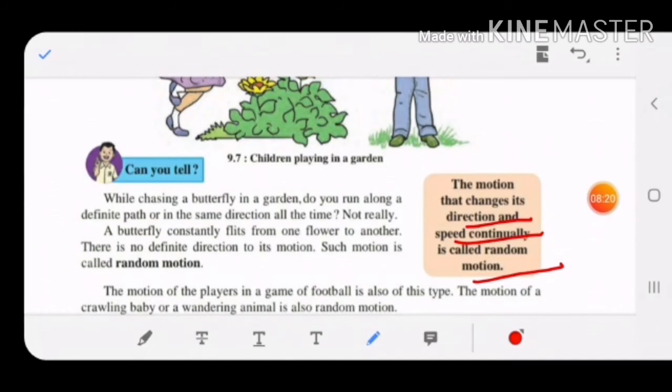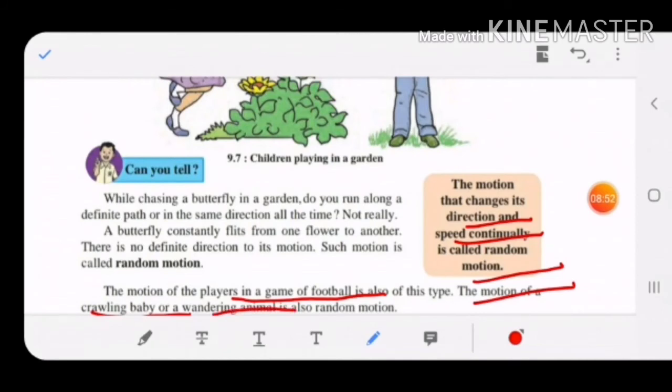Another example we can give is the motion of players in a game of football. Children, you have seen on the ground the football players playing, kicking the football. Is the direction fixed? The players are running where, from where the ball they are getting. Yes or no? The direction is not fixed. From any direction the ball comes, they are kicking the ball. And next example, the motion of a baby crawling. Children, you know, a small baby is there in the house. Her direction is not fixed. She can roam anywhere. Yes or no?